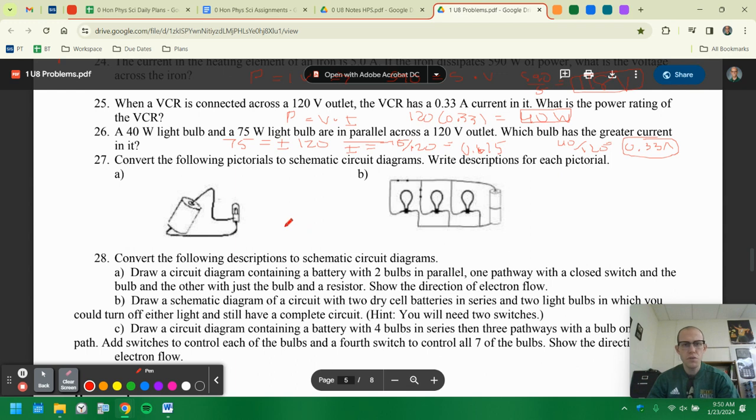27, convert the following pictorials to schematic circuit diagrams and write a brief description. My brief description would be light bulb in series with a battery. My diagram would look like this. Done. This one would be 2 batteries in parallel with 3 light bulbs. So 1, 2. I draw 2 batteries like that. And then I need 3 parallels. Light bulb, light bulb, light bulb, and bring them all back home. There we go.